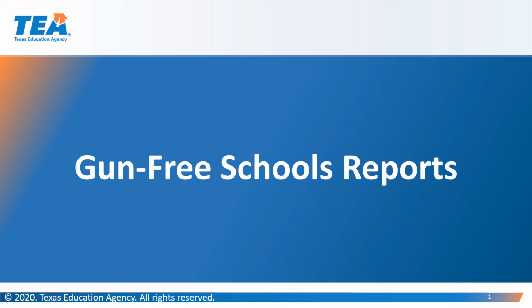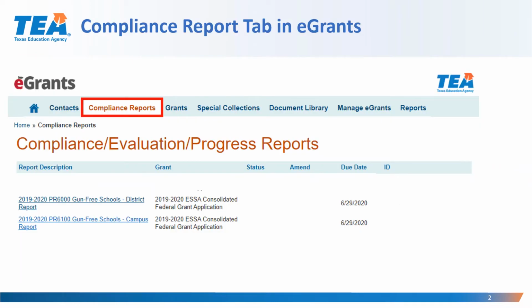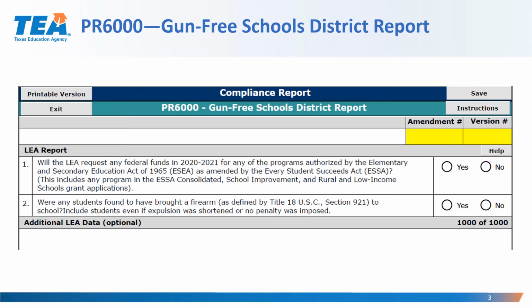We're going to talk first about the Gun-Free Schools reports. So in the Compliance Report tab, you'll click first on the 2019-2020 PR 6000 Gun-Free Schools District Report. The basic functionality of the Gun-Free Schools report is similar to other compliance reports and e-grants.